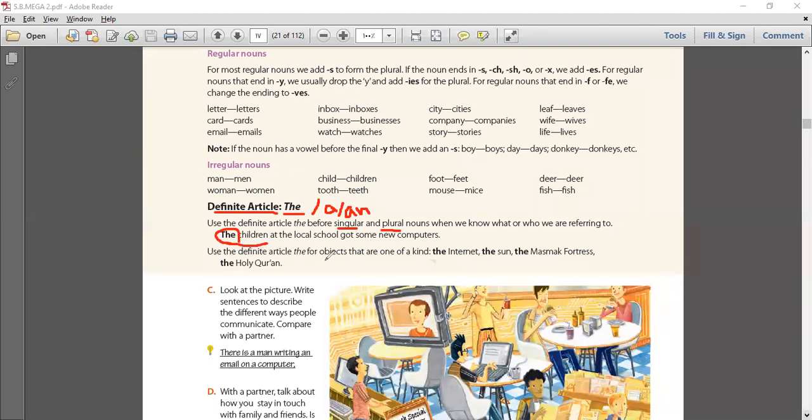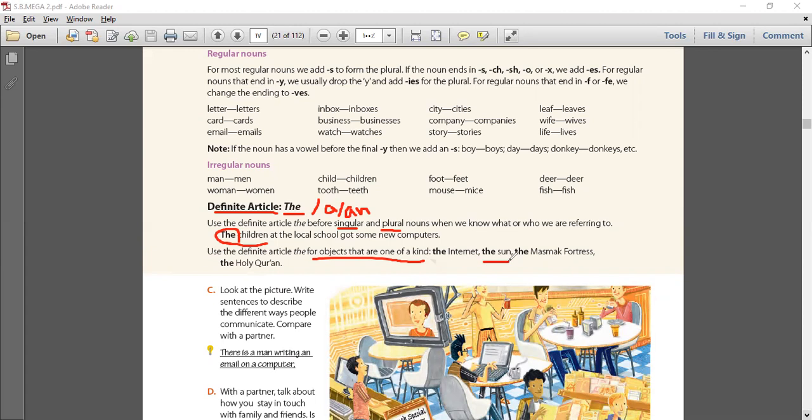Also, we use the definite article "the" for objects that are one of a kind. What is the meaning of objects that are one of a kind? Objects that there is nothing like them. For example, the internet. We always say "the internet". We don't say "an internet". Is there a second internet? No. One thing. The sun. We have only one sun.